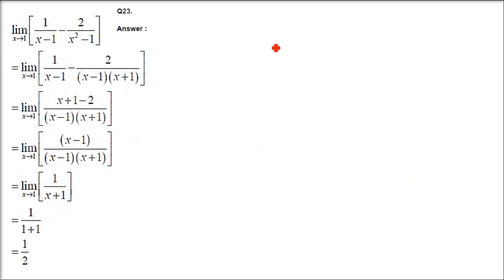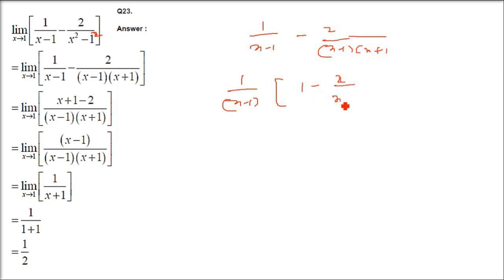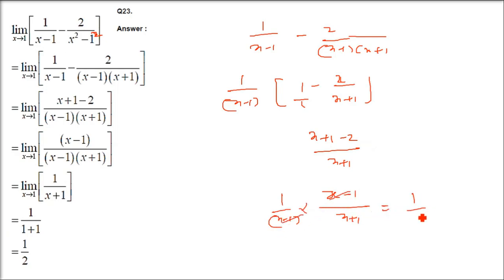Now I have question number 23. Same thing you have to do. 1 by x minus 1. The x square minus 1 can be written as x square minus 1 square, which is (x minus 1)(x plus 1). So 1 by x minus 1 you can take outside. 1 minus 2 by x plus 1 becomes (x plus 1 minus 2) by x plus 1. And we have in the denominator x minus 1. So x plus 1 minus 2 is x minus 1, and in the denominator you have x minus 1, so this gets cancelled. 1 by x plus 1, and just put x as 1. 1 by 2 will come.